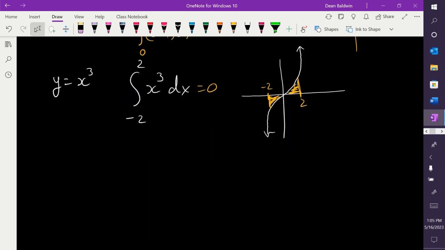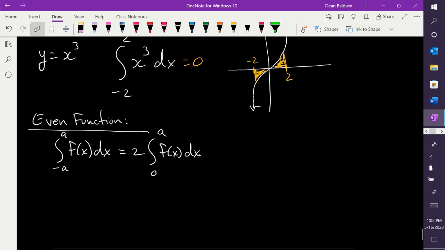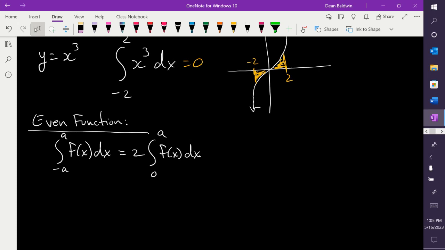So if it's an even function, then the integral from -a to a of f of x dx is equal to 2 times the integral from 0 to a of f of x dx. If it's even, then you cut it in half. You go from 0 to that number, and you still have to do some work, but you've got zeros in there, so stuff will usually just disappear. That's if it's even.